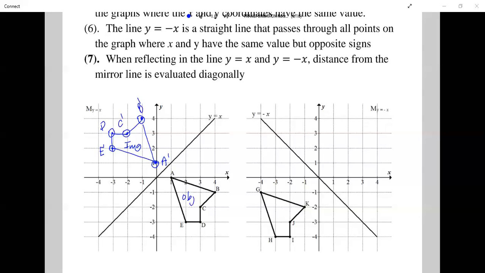All right, please do the one on the right. And I think that should be the last thing for today. Please do the one on the right.